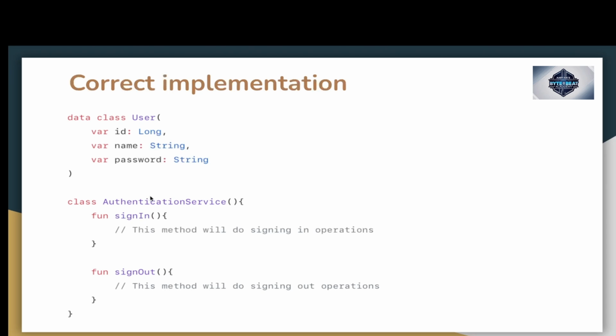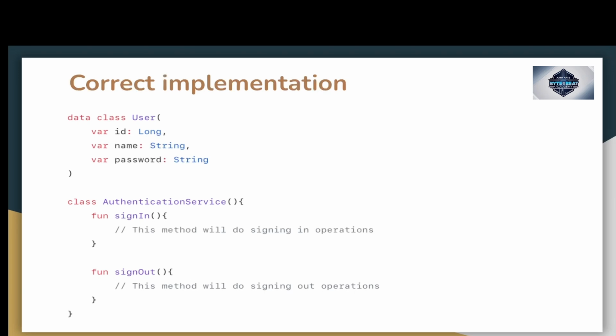So this way we are achieving the single responsibility principle, meaning both classes have one reason to change: the authentication service for authentication related tasks, and the user class for user information purposes. I hope you have understood the single responsibility principle.